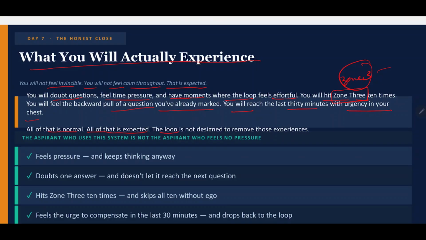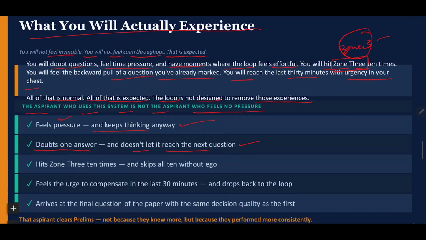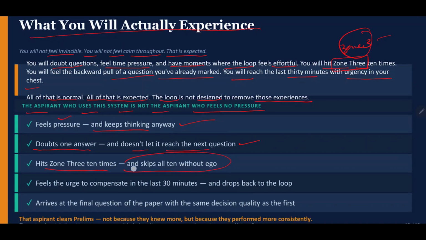The loop is not designed to remove those experiences. The aspirant who uses this system is not the aspirant who feels no pressure, but one who feels pressure and keeps thinking anyway. Doubts one answer and does not let it reach the next question. Hits zone 3 ten times and skips all 10 without ego. Feels the urge to compensate in the last 30 minutes and drops back to the loop. Arrives at the final question of the paper with the same decision quality as the first. Those aspirants clear prelims, not because they knew more, but because they perform more consistently. The system is not designed to remove pressure. It is designed to ensure pressure does not compound into collapse.